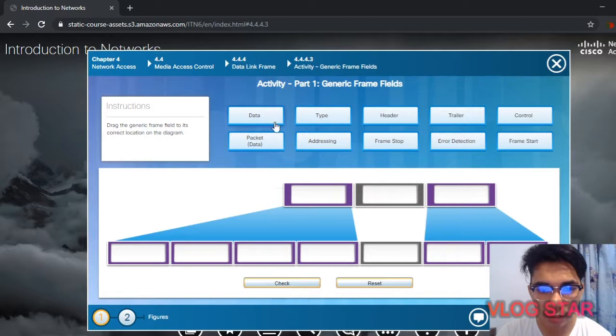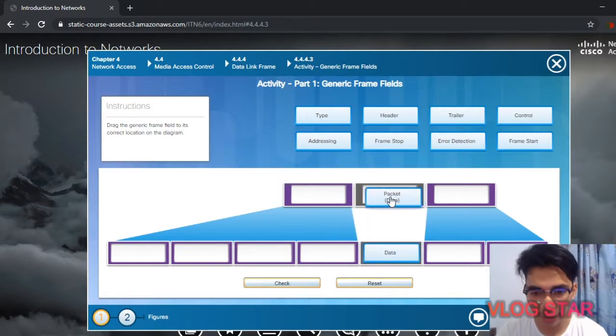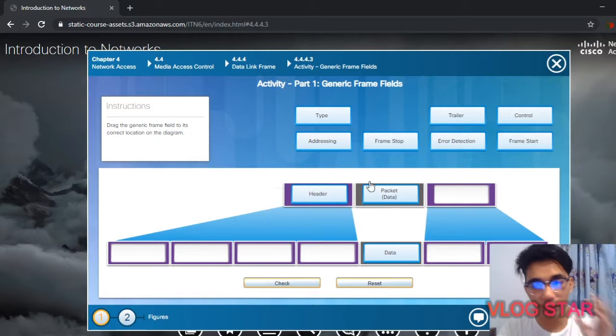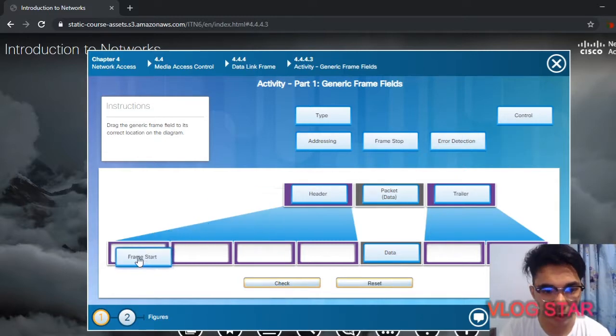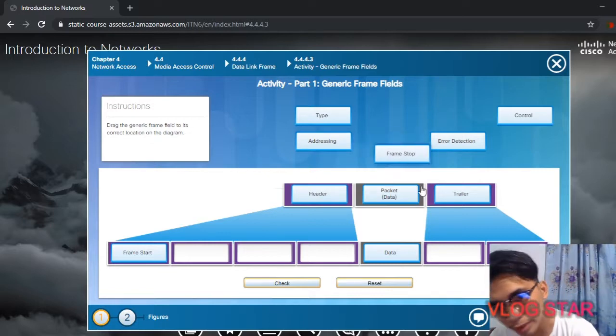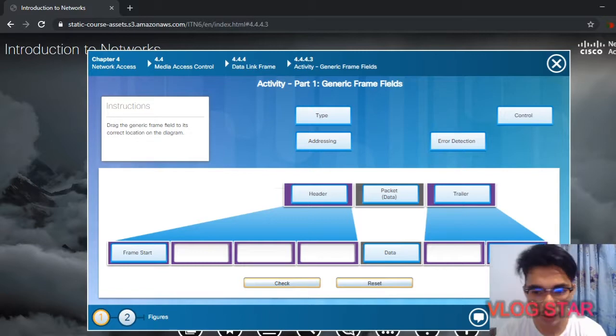data. The data should be in here, and the packet of the data is also data, as you can see. Then the header is always first, and the trailer is always at the end. And in order to start the frame, we should have a frame start. Then after that, as you can see, there is a frame stop. Then let's drag the frame stop here because it is at the end.